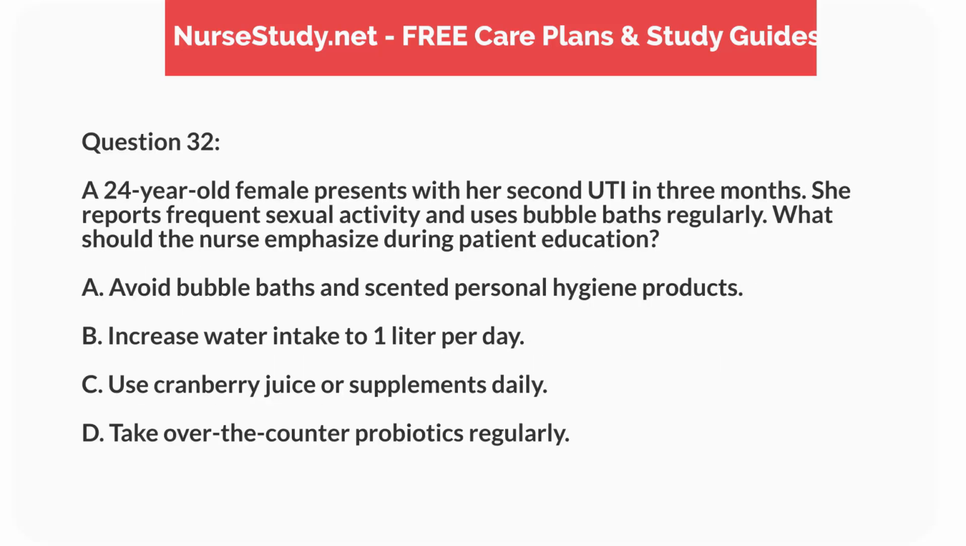Question 32. A 24-year-old female presents with her second UTI in 3 months. She reports frequent sexual activity and uses bubble baths regularly. What should the nurse emphasize during patient education? A. Avoid bubble baths and scented personal hygiene products. B. Increase water intake to 1 liter per day. C. Use cranberry juice or supplements daily. D. Take over-the-counter probiotics regularly.